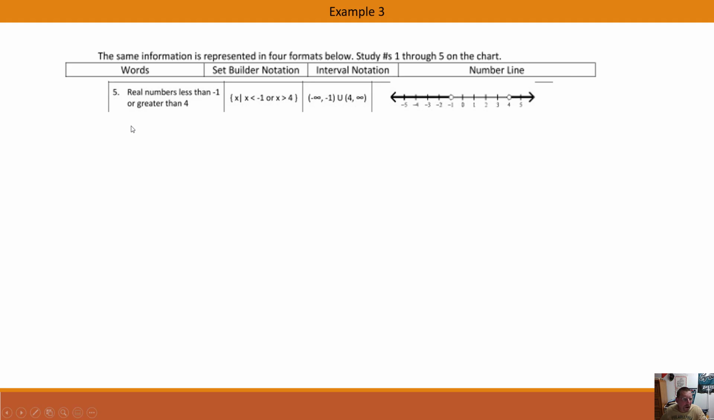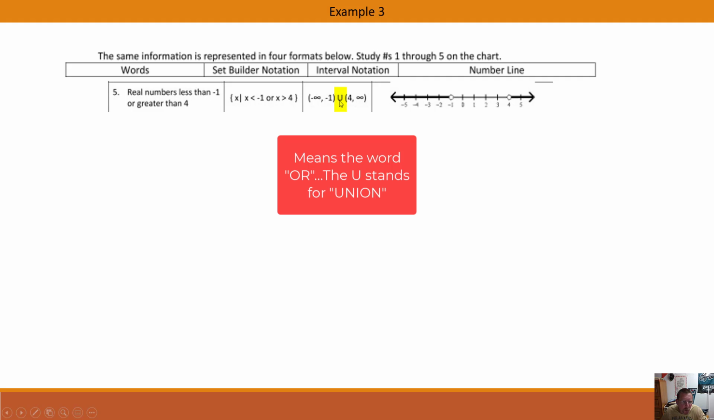Okay, number 5. Real numbers less than negative 1 or greater than 4. Okay. In inequality notation, it would be x is less than negative 1 or x is greater than 4, written like that. In interval notation, the first part, x is less than negative 1, would be parenthesis, negative infinity, comma negative 1 with a parenthesis. That U stands for union, and that is the same thing as or. And then the second one in interval notation, x is greater than 4, would be parenthesis 4 comma infinity parenthesis.